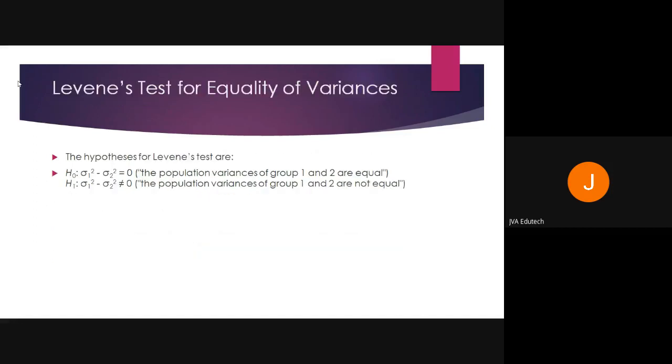Then, since we have two different groups, these two groups have different characteristics. So we will see whether there is homogeneity in variances or not, also called homoscedasticity. This can be tested by Levene's test for equality of variance. Its hypothesis will be sigma1 squared minus sigma2 squared is equal to 0, or sigma1 squared is equal to sigma2 squared, where sigma squared is the variance. So the population variances of group 1 and group 2 are equal.